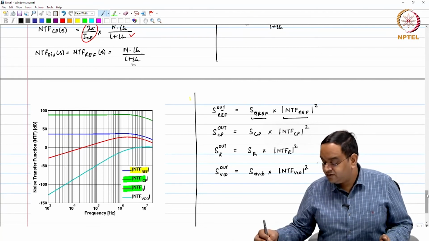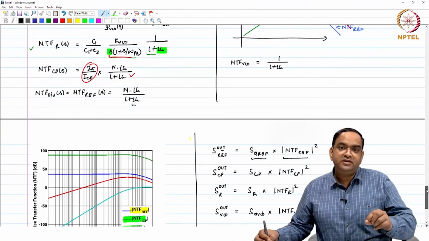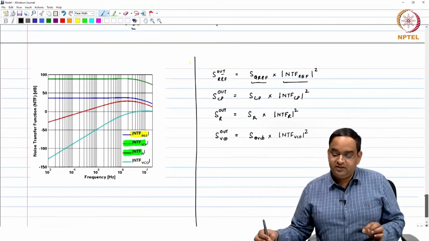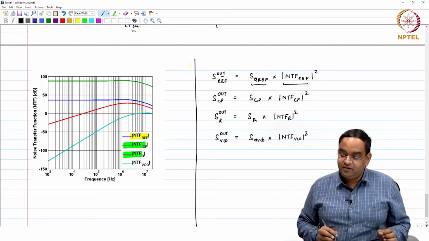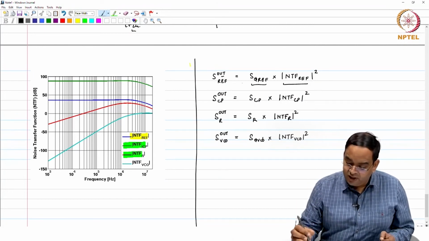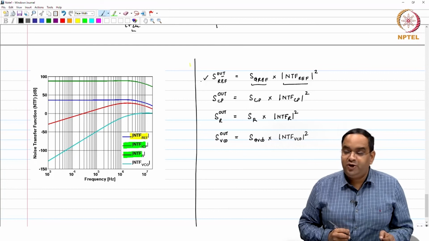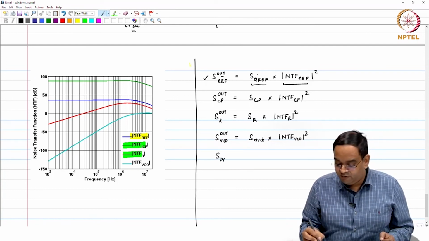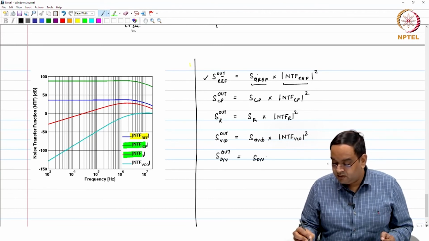So, what we have done is we found the noise sources, we found the noise transfer function for each of these sources, and after finding the noise transfer function, we calculated the noise at the output due to different noise sources. Similarly, you will have for the divider S divider times NTF divider.